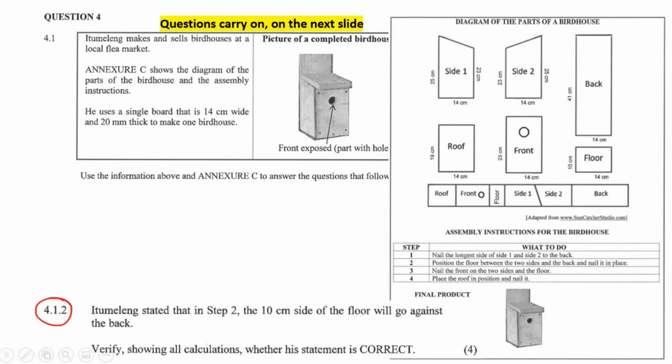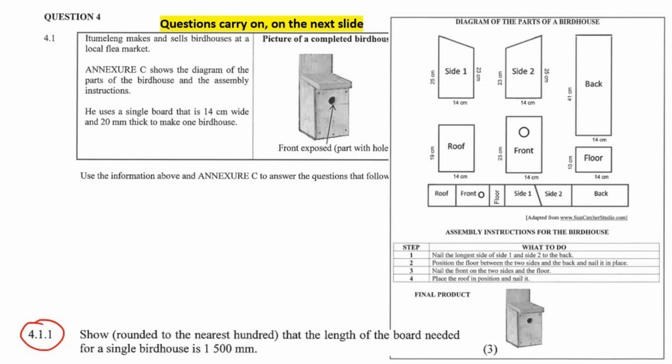So there's going to be all of those questions, okay? So let's start. It says that Itumeleng makes and sells birdhouses at a local flea market. Annexure C, which is this one over here, shows the diagram of the parts and the assembly instructions. He uses a single board that is 14 centimeters wide and 20 millimeters thick to make one birdhouse. Use the information above and Annexure C to answer the questions that follow.